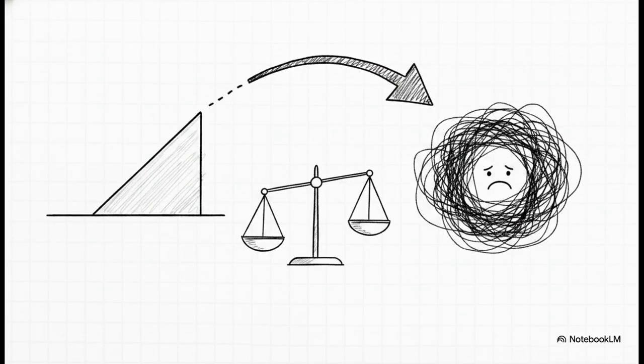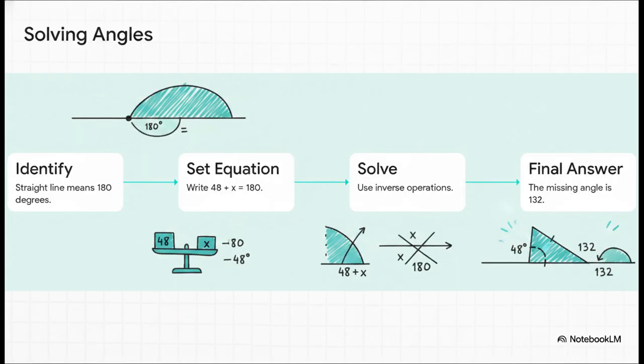But here's where things go off the rails. The trap is stopping right after you identify the relationship. A student will look at a straight line, say, aha, those are supplementary, S for straight line, and then just try to mental math the rest of the problem, completely skipping the algebra. When you're under pressure during a test, your brain can easily subtract incorrectly from 180. Setting up the written equation acts as a safety net. If you skip it, that's exactly where those frustrating careless calculation errors happen. So, the crucial point here is that you have to write out the equation.